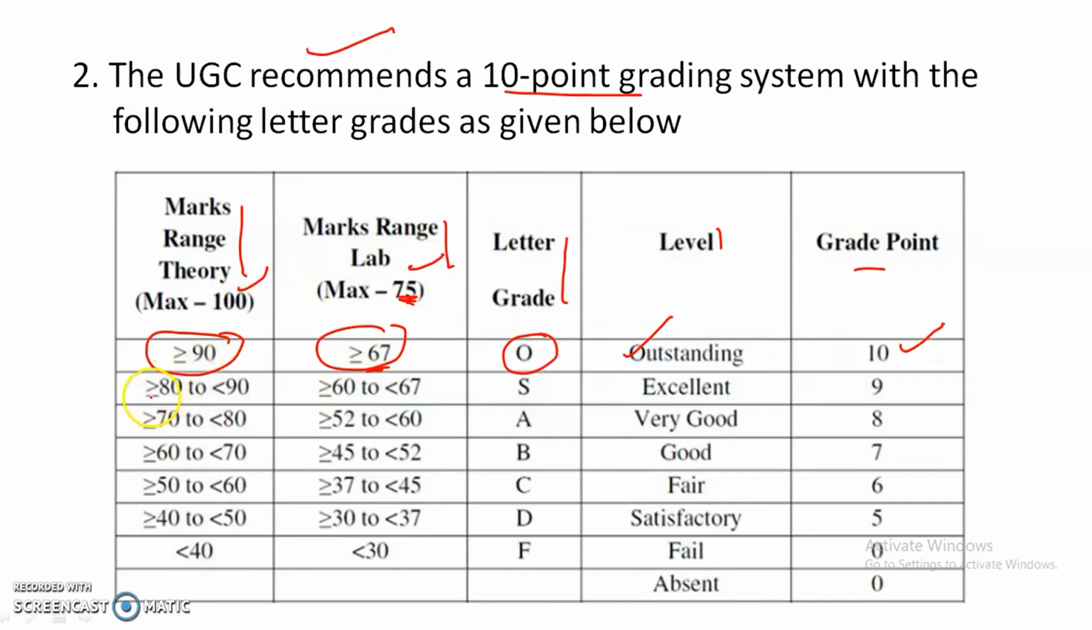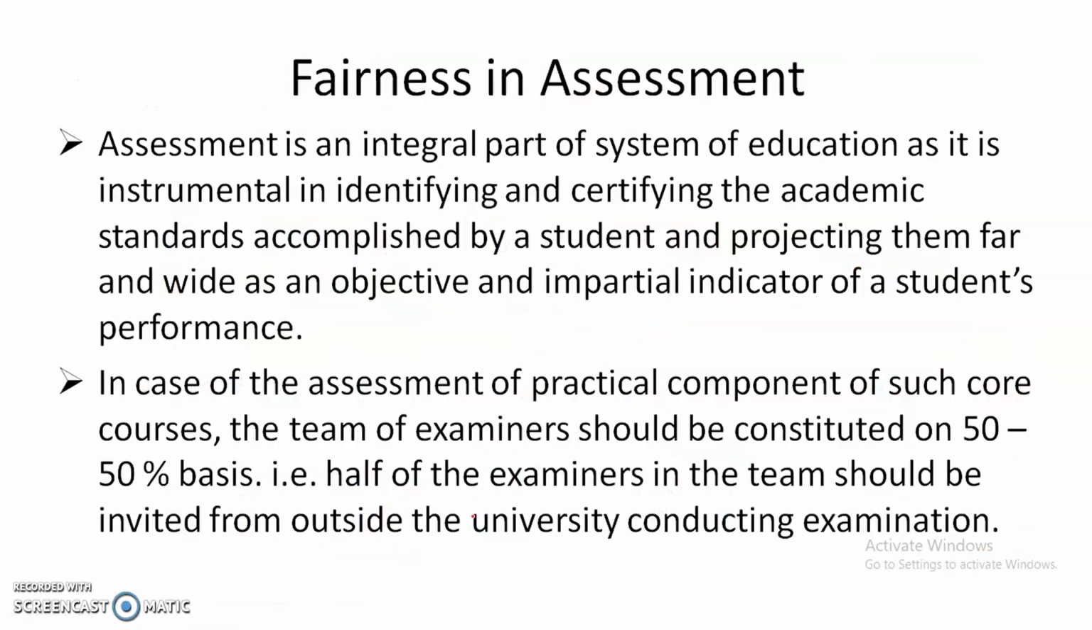So coming to the theory, if you got greater than 80 and less than 90, and in the lab the corresponding range, then the letter grade is E. E represents excellent, and grade point 9 will be awarded. You must be very clear about this table, because they may ask any one of the questions. So letter grade C stands for which level? You have to answer fair level, and the grade point is 6. You have to remember these markings also. Sometimes there is a chance of a question in the UGC NET exam based upon this table, so please be careful about this table.